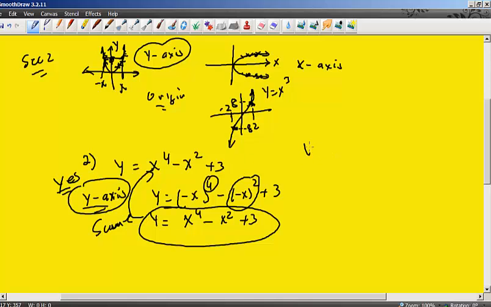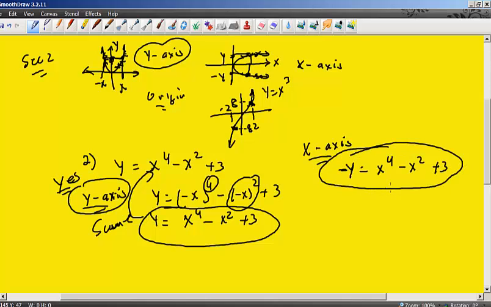Then we also have to check the x-axis and the origin, so it could be symmetric to everything. So the x-axis. How do you check for the x-axis? This time we're going to replace y with a negative y. And if we get the exact same equation, then it's symmetric to the x-axis. So y gets replaced with negative y is equal to x to the fourth minus x to the second plus 3. Well, there's not much more to simplify. This is not the same as that, so we say no to that.